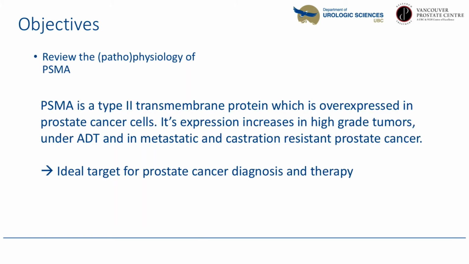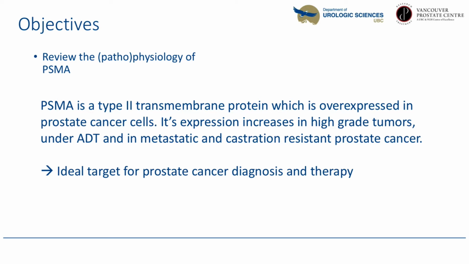So, yeah, to summarize that, PSMA is a type 2 transmembrane protein. It's overexpressed in prostate cancer cells. Expression increases with high-grade tumors, under ADT, in metastatic disease, and in castration-resistant prostate cancer. And I guess that really explains why it's such an ideal target for diagnosis and therapy.